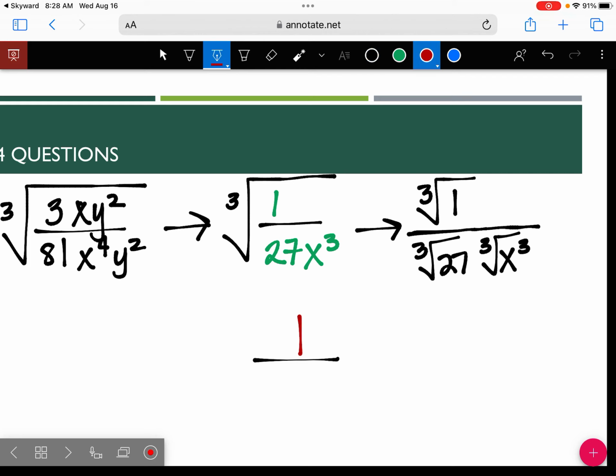27 is also a perfect cube. What number to the power of 3 is 27? 3. And then if I have 3 people and I want to make a group of 3, I can make one group. So that would just be an X, and that would be your final answer. It looked kind of scary, but it's not so bad.